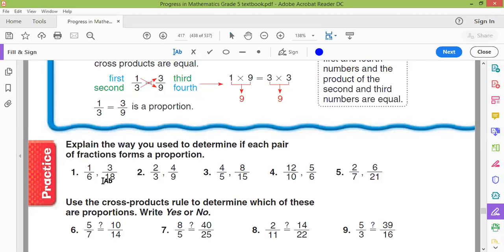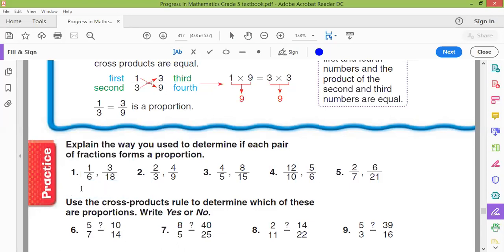Let him do. 3 multiplied by 6. So what's the answer? Both sides. 1 times 18 equals 18. 3 times 6 equals 18. Both sides are equal. So you can say that it's a proportion. Right here, proportion.